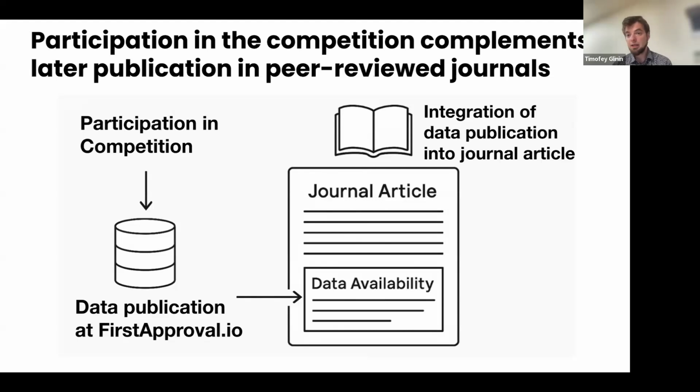And additionally, in open science research, it was found that journal articles with available data become more citable. So it could potentially increase the number of citations for your article.